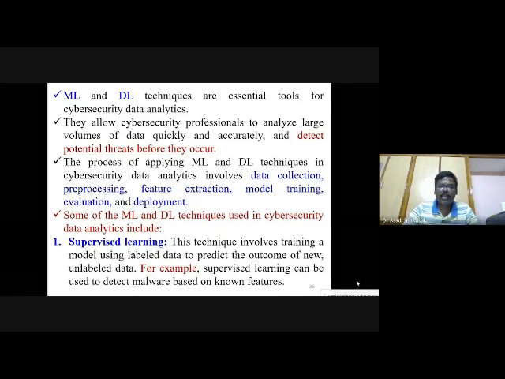For example, it can be used to detect malware based on known features. Criminal activities, vulnerabilities, errors, mistakes, and attacks can be classified with the help of supervised learning.